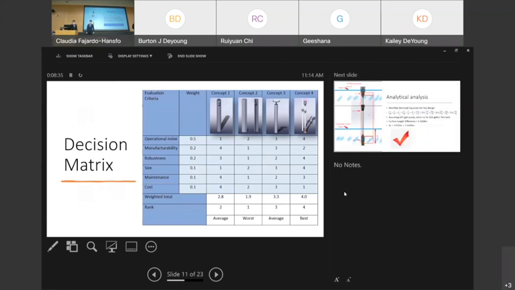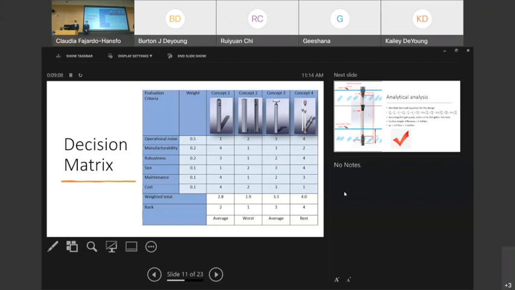So how do we select the best design? Let me go through the selection process. There are 6 critical criteria in order to find the best design. They are operational noise, manufacturability, robustness, size, maintenance, and cost. In terms of operational noise, concept 4 performed best. Concept 1 was easy to manufacture, but the noise was unacceptable. Concept 4 won the overall robustness.